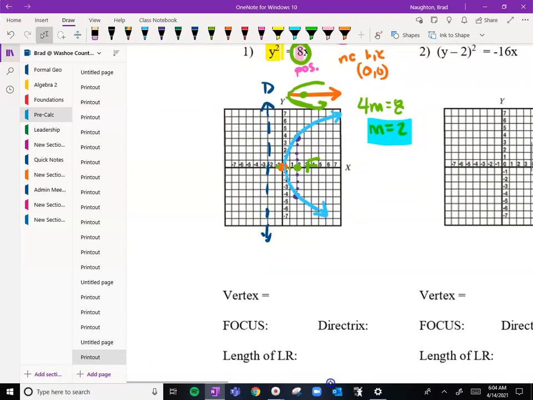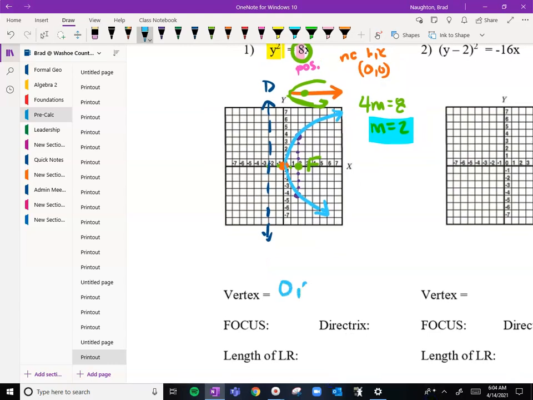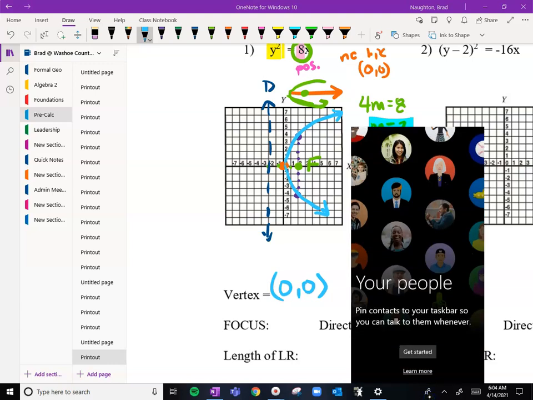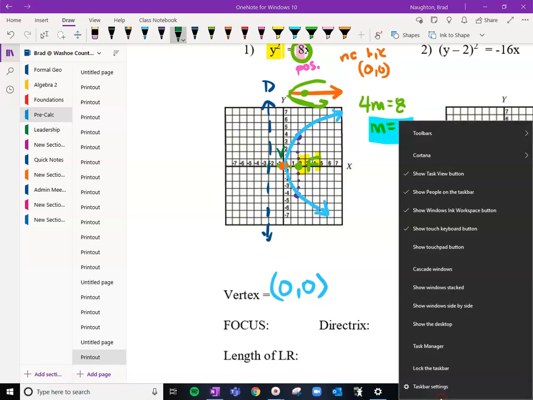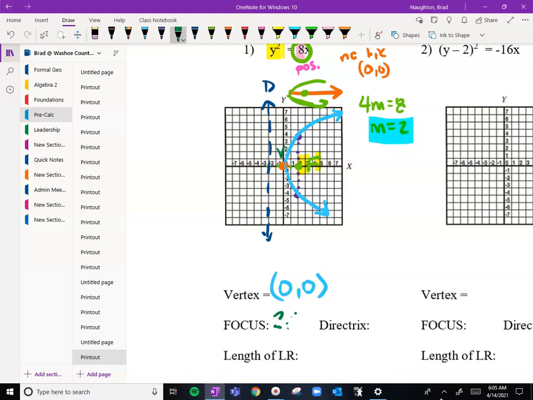Let's answer these key questions. What is the vertex? H, K is 0, 0. What is the focus? So if I look at what that point is, it's all nicely labeled here. Another reason why I like to put an F, or I should really put a V for my vertex right there. I can see that the focus is going to be the point 2, 0. My directrix, we can see that with the D right there, it's going to be up and down. So that's x equals -2.